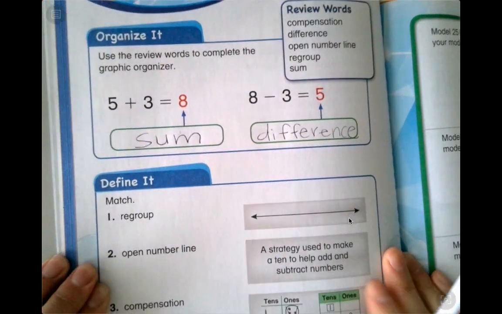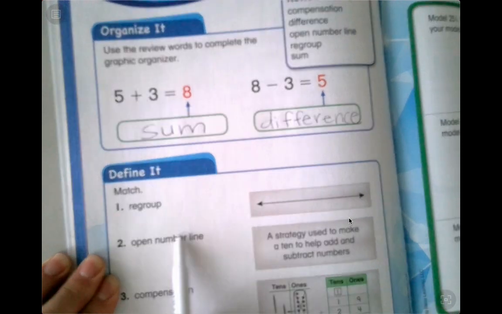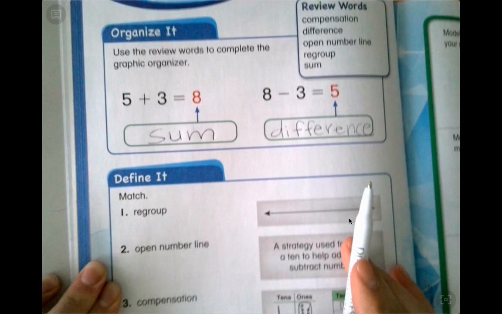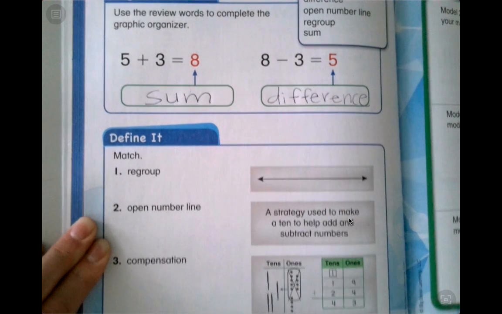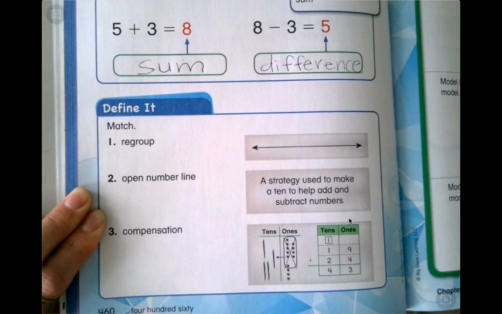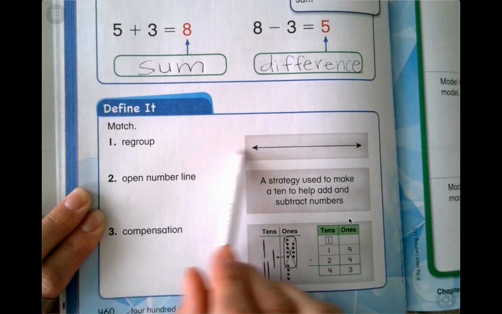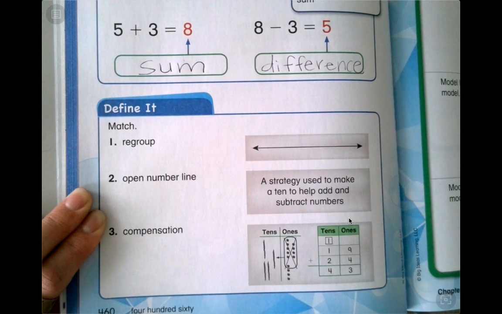All right. 1, 2, 3, the bottom. Number 1 says regroup. Okay, these are the words, so it's up here. So they're just saying them again. So it's regroup, open number line, compensation. Which is which? Take a gander. What do you think? I'm going to pick on David. David, let's match some of these up. Which one am I going to match regroup with? Regroup is the very bottom.